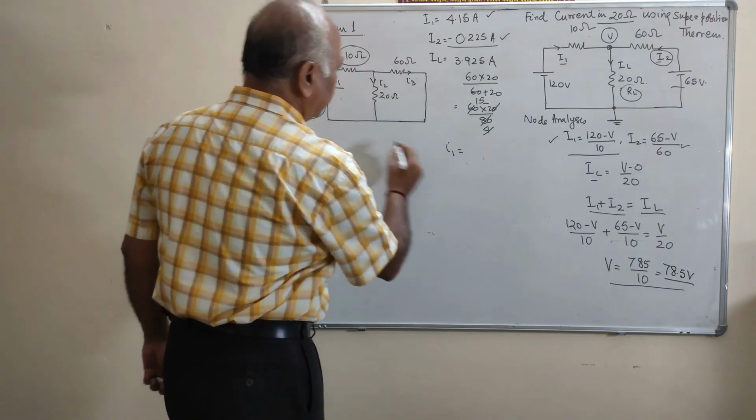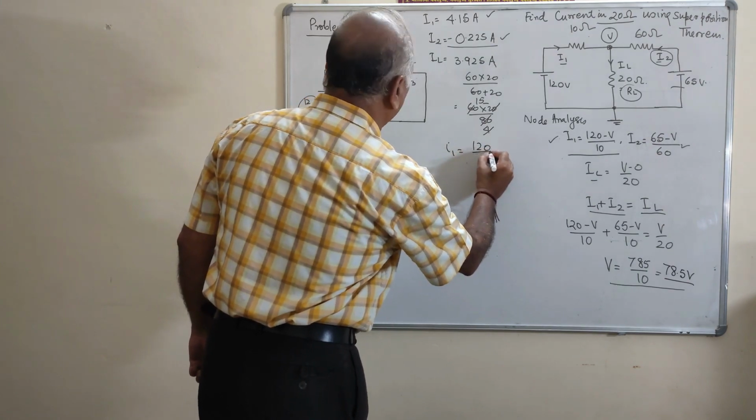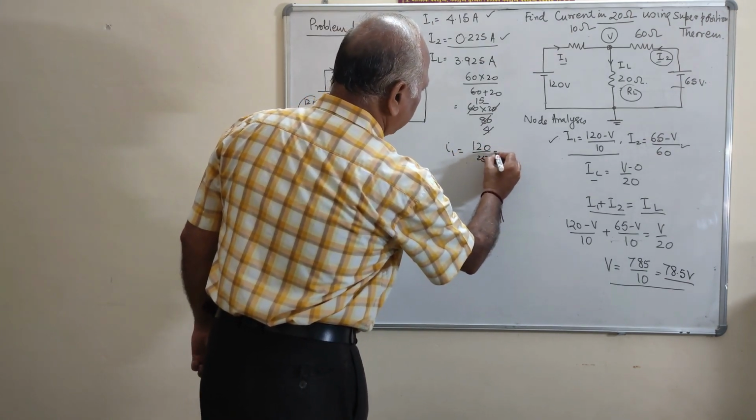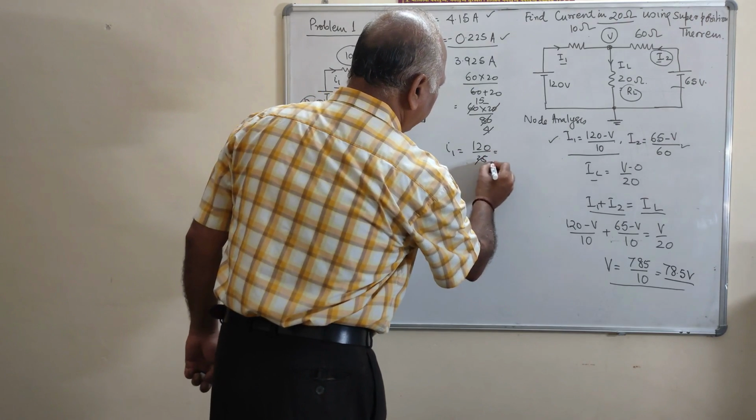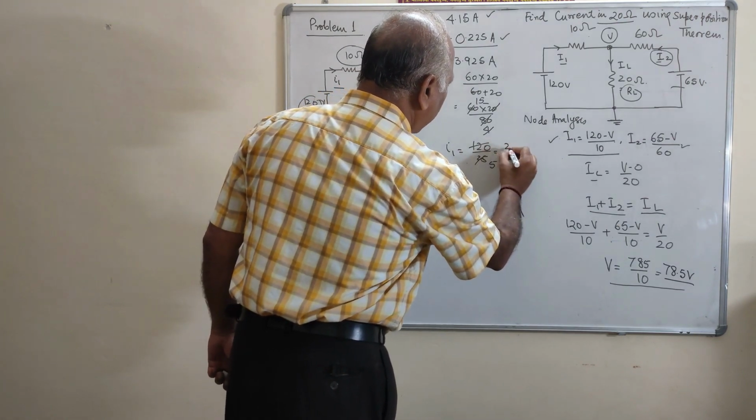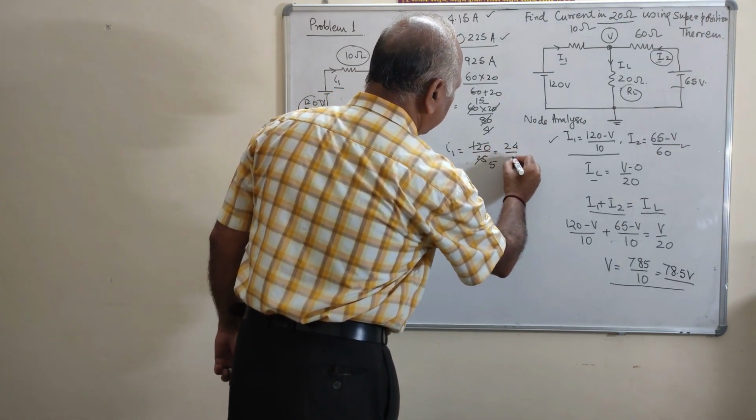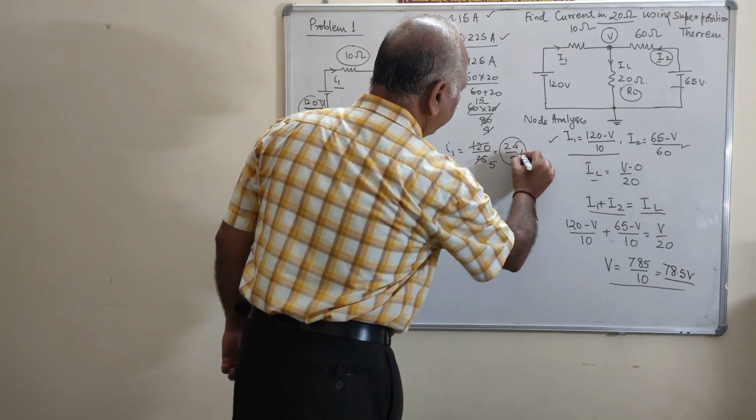This is the 120. That is 120 upon 25, which is equal to 24 by 5 ampere.